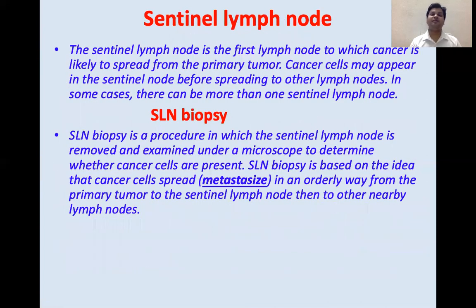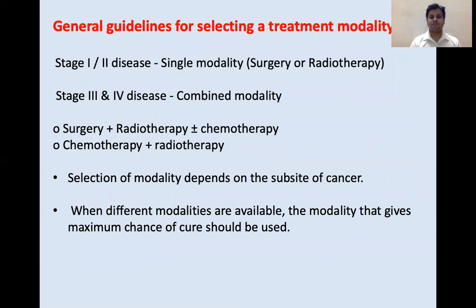Now, what is sentinel lymph node? It's important. Sentinel lymph node is the first lymph node to which the cancer cell is likely to spread, or the primary lymph node where the cancer cells spread. That's why sentinel lymph node biopsy is a procedure in which the lymph node is removed and examined to determine whether cancer cells are present or not. It is based on the idea that cancer cells metastasize in an orderly way from the primary tumor to the sentinel lymph node, then to the other lymph nodes.